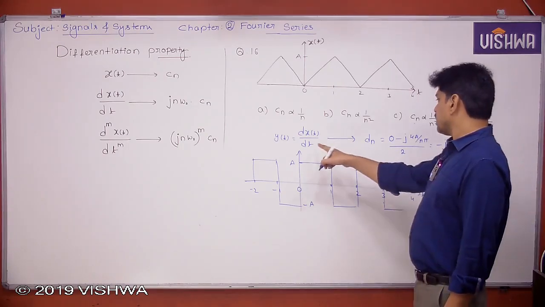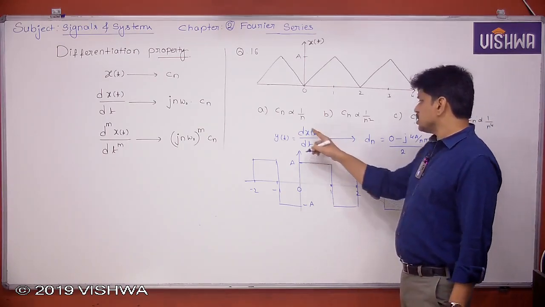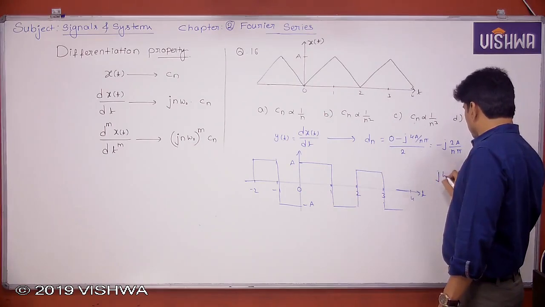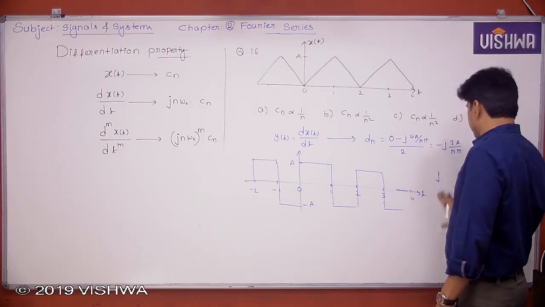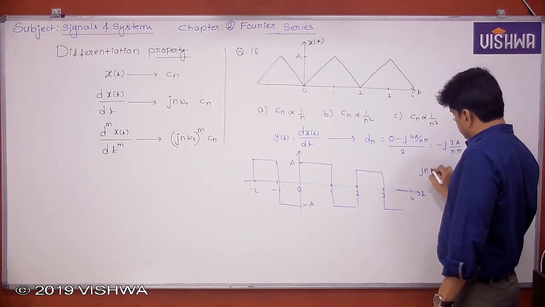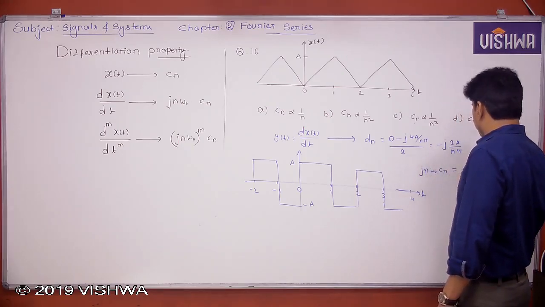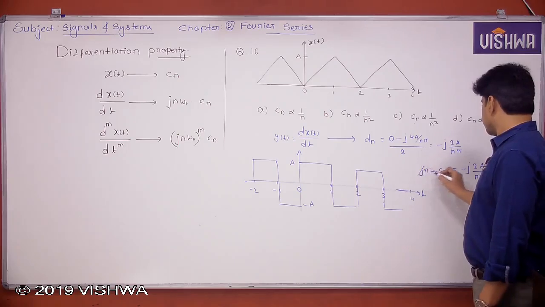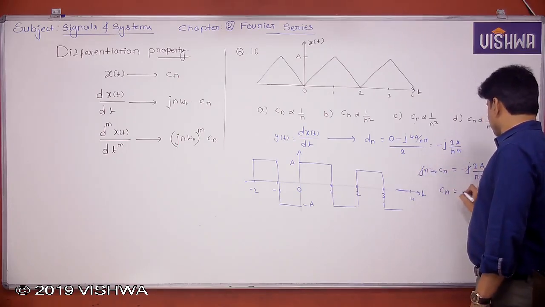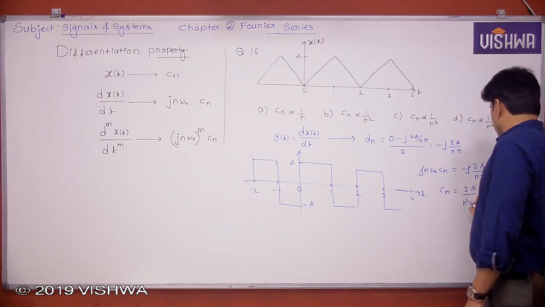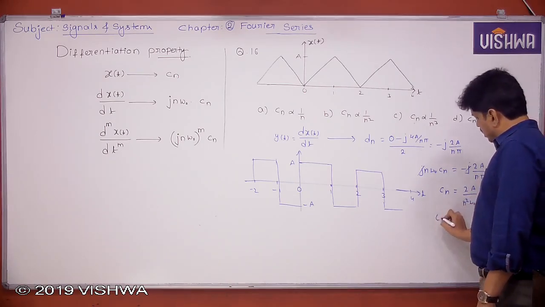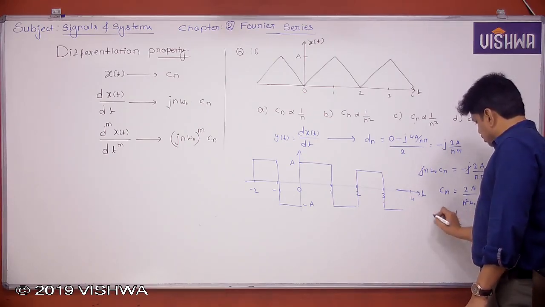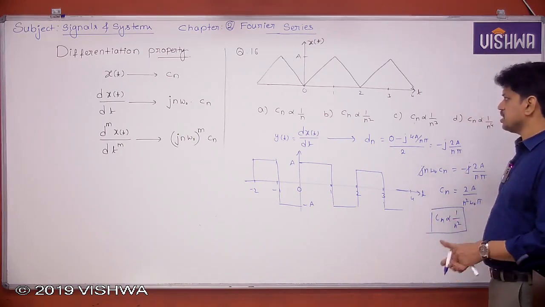Next, y of t has dn. Suppose x of t has cn. This is j omega cn, so jn omega naught cn is equal to minus j 2a by n pi. The j gets cancelled, then cn is equal to 2a by n square omega naught pi. So here cn is proportional to 1 by n square. It is as simple as that.